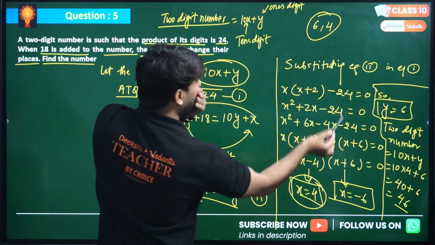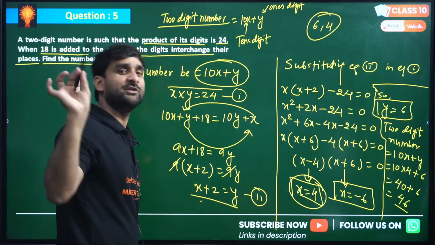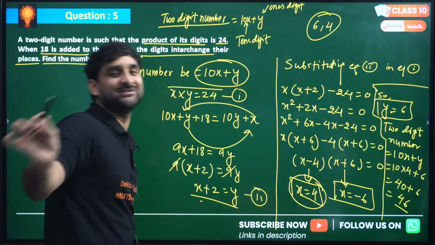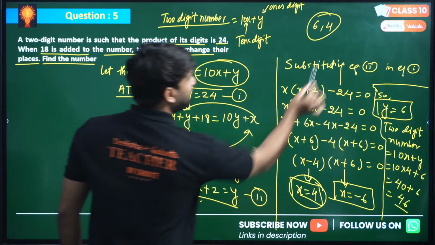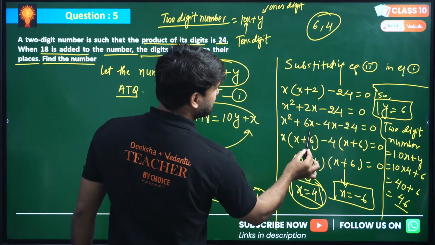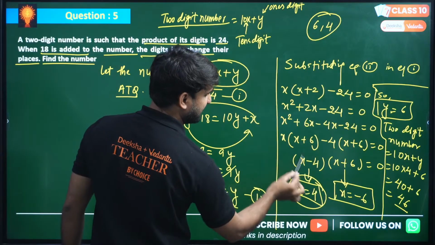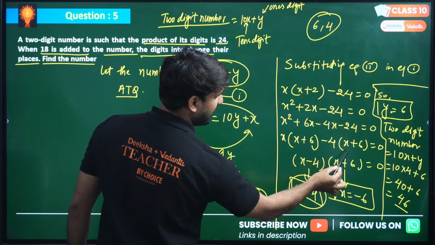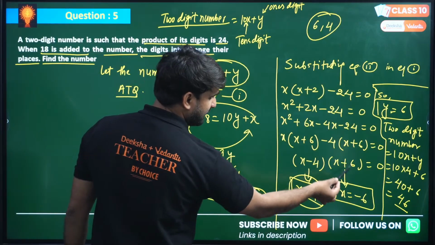So for 24, two factors are here, 6 and 4, whose multiplication is 24 and the difference is 2. And so that pair is the appropriate pair for you. So this is split as 6x minus 4x. On taking x common here, we get x plus 6, and on taking minus 4 common here, we get x plus 6. So x equals 4 and x equals minus 6.